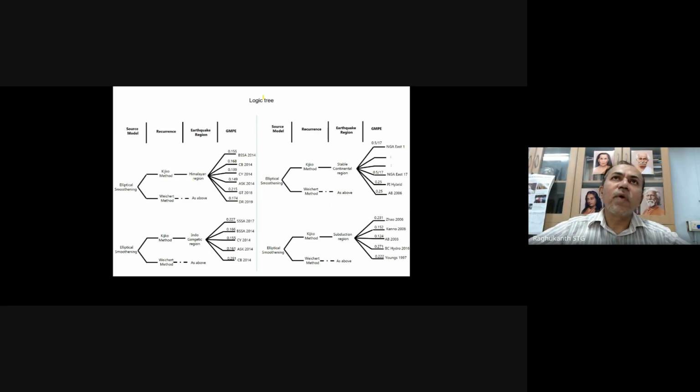This logic tree is required to estimate the epistemic uncertainty. Like here we are using elliptical smoothing: if we do it by Kijko's method, what value do I get; if I do it by another method, what value do we get, and we give some type of weightages. Now in the Himalayan region, GMPs also we have, some 4 or 5 GMPs are there, and these are the weightages we give, and then we average all these numbers. So this is for Himalayas and Ganga basin, stable continental region, subduction zone. We have done this logic tree analysis also.